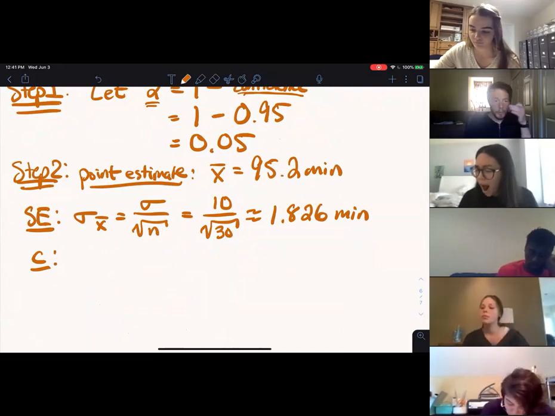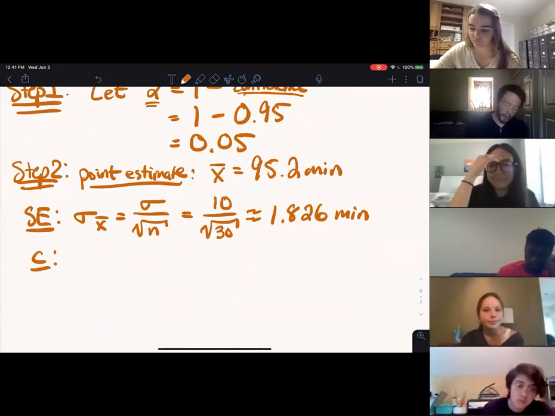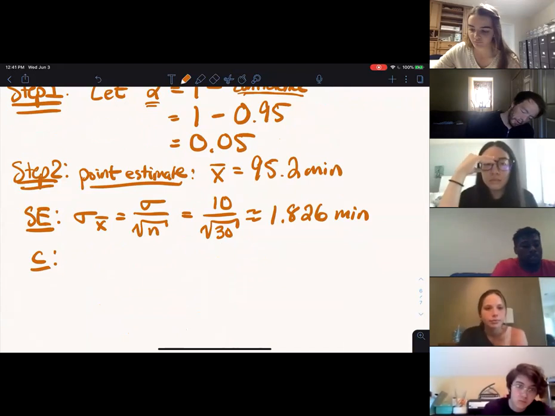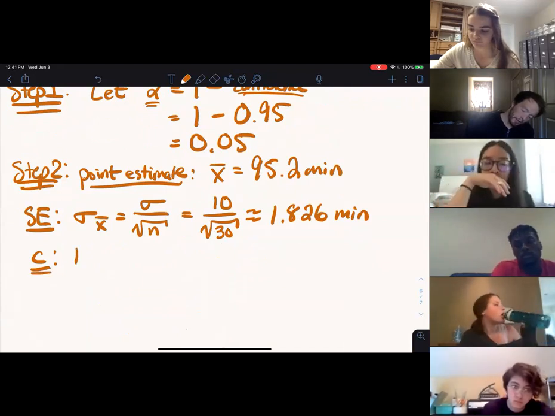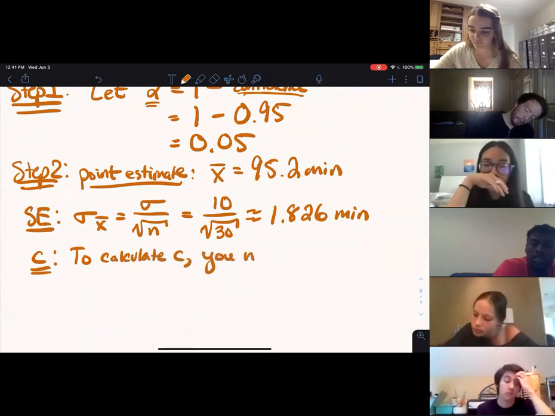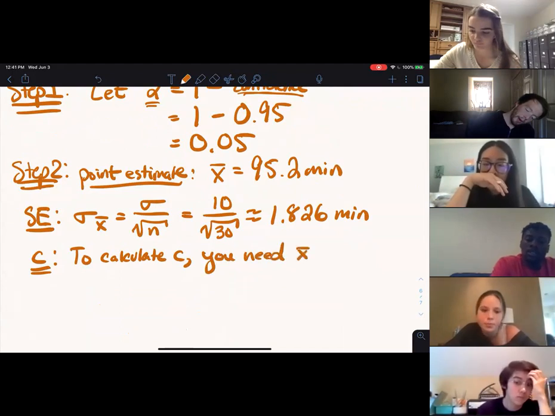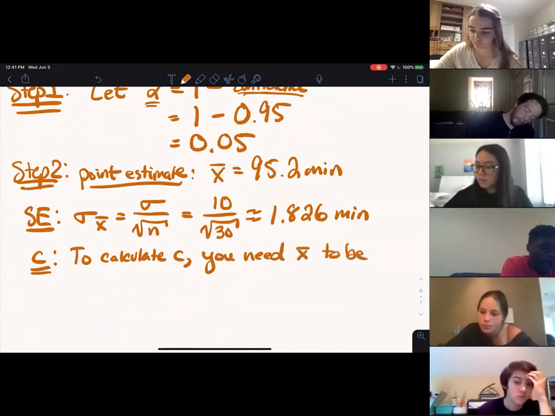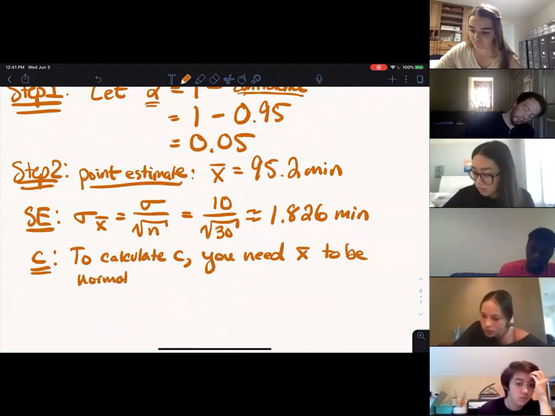Okay? And the next thing we're going to calculate is this critical value C. And C has to do with the distribution of x bar. And because of that, you need to calculate C, you need x bar to be normally distributed.